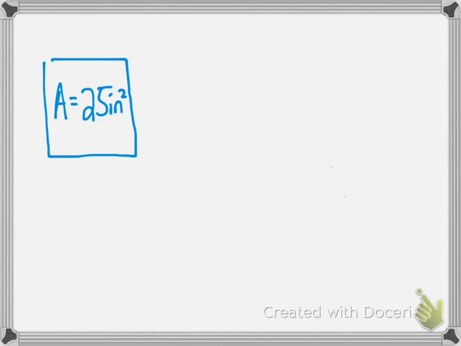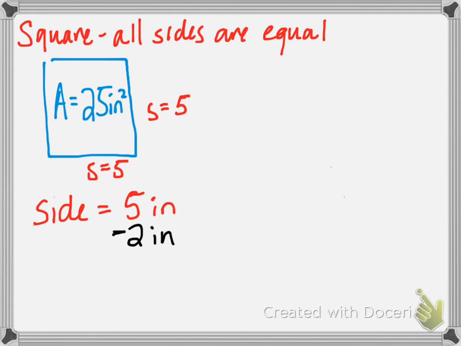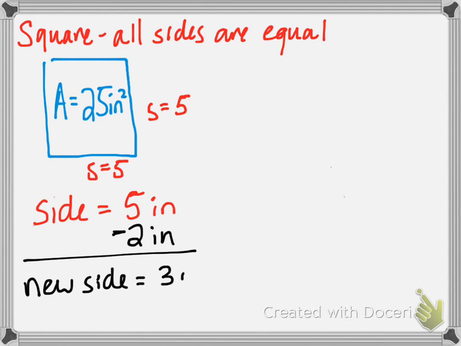In this next problem, we're given a square that has an area of 25 inches squared. One thing we know about the square is that all the sides are equal, so that means that each side has to have a length of 5 inches, because 5 times 5 is 25. So therefore we know each side is 5 inches. In the problem, it tells us to decrease each side by 2. So you take one side that's 5, you subtract 2 from that, and your new side is going to be 3 inches.